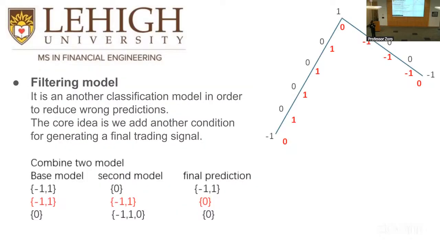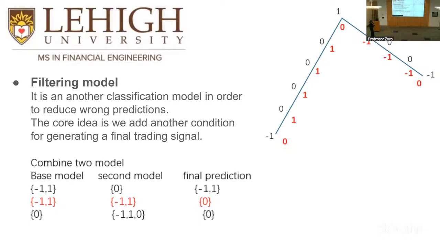So we add the second filtering model. This helps us to reduce the wrong predictions which will lead to false trades. Our idea is to design another set of labels so that we can build another classification model. And I can give you an intuition of this model and what the outcome is.